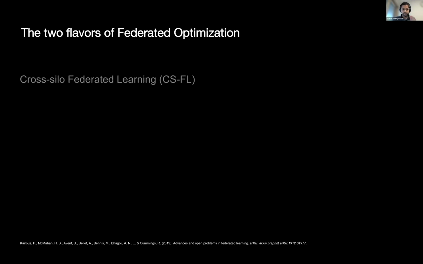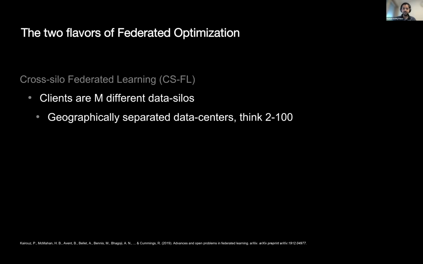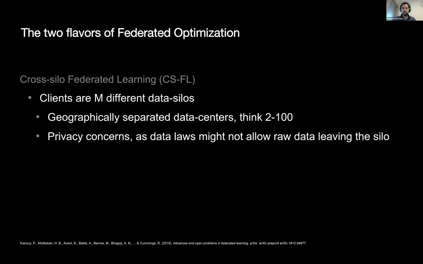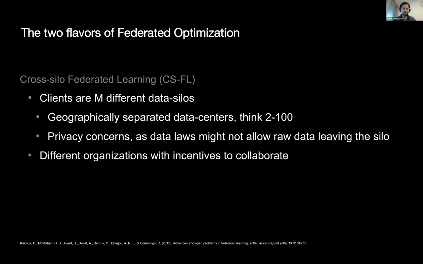So the first model, which looks a bit similar to canonical distributed optimization, is cross-silo federated learning. As the name suggests, there are m different data silos. They might or might not be geographically separated, and usually you think of 2 to 100, that's the order of clients you're working with. You often have privacy concerns, as, okay, maybe the data in one silo is not allowed to leave the country where the silo is situated, etc. And another example is you have different organizations, let's say different hospitals, as in the example in the first part of the tutorial, and they have some incentive to collaborate, to perhaps come up with a model which is better than anything they could have come up with on their own.